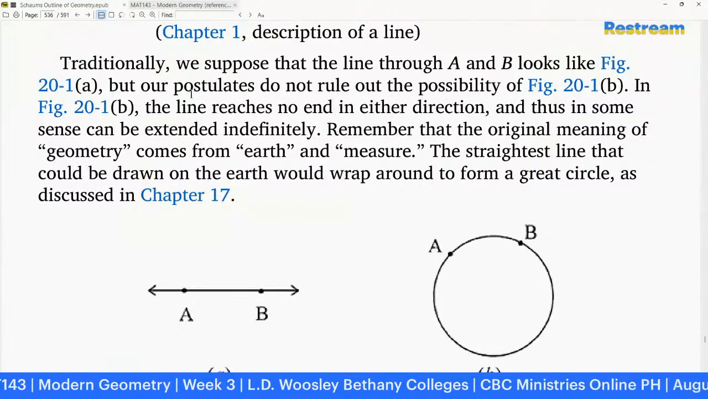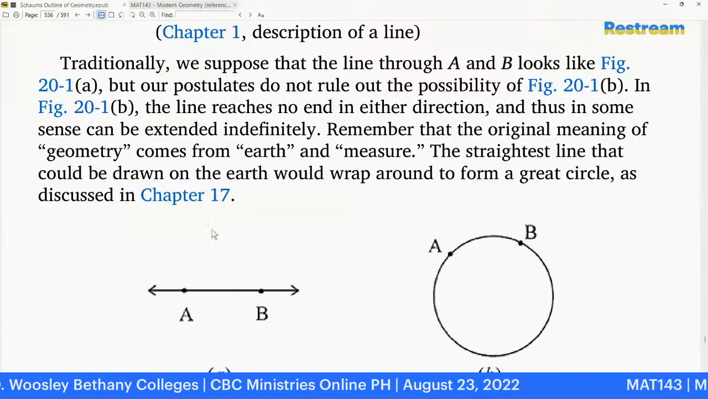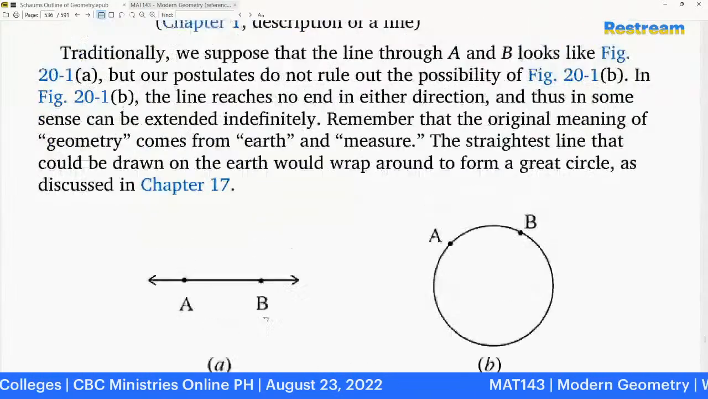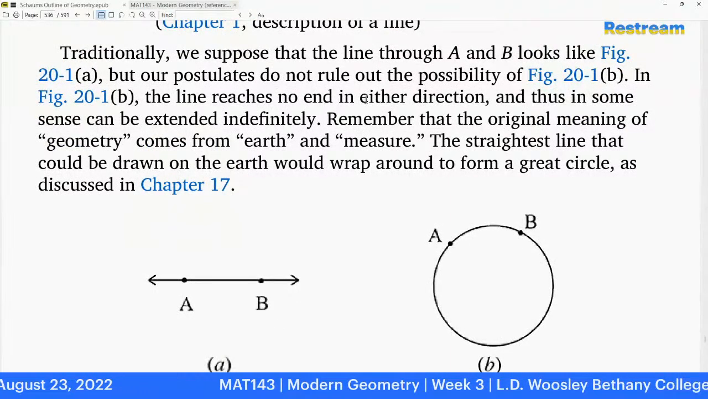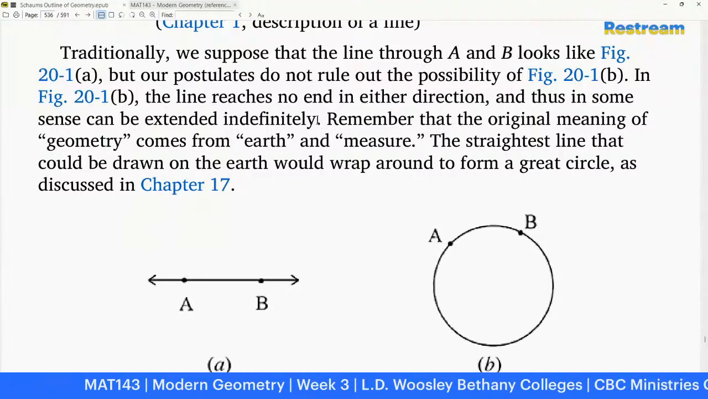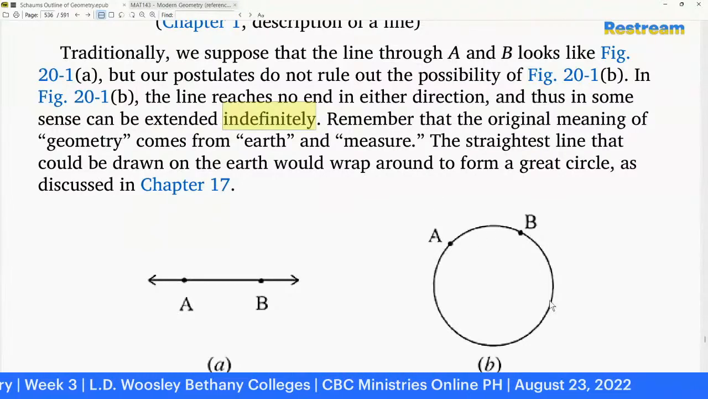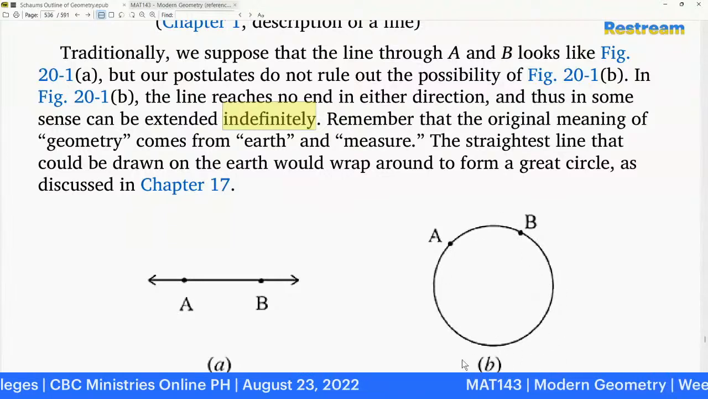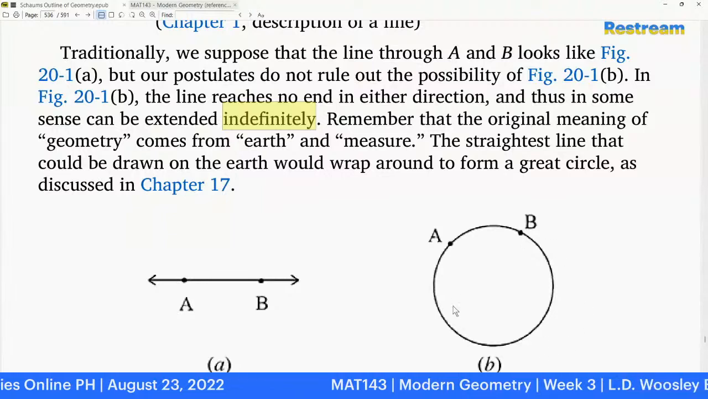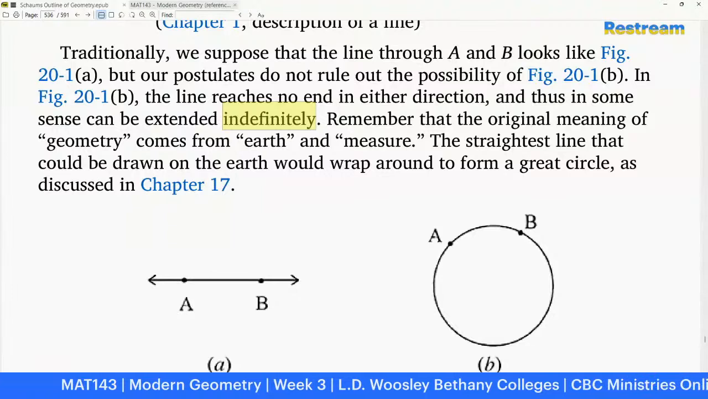Our postulate does not rule out the possibility, no? Sa figure 1, kitang-kita. Sa figure 2, the line reaches no end in either direction. Thus, in some sense, it can be extended indefinitely. That's the concept. Bakit indefinite? Kasi paulit-ulit lang naman, wala nang terminal point yan. Kahit bilog pa siya, walang terminating point siya. So, paikot-ikot lang siya. Dito naman sa line, could be extended indefinitely.